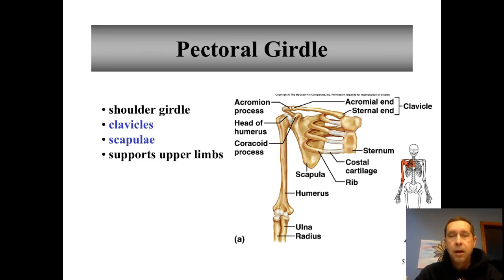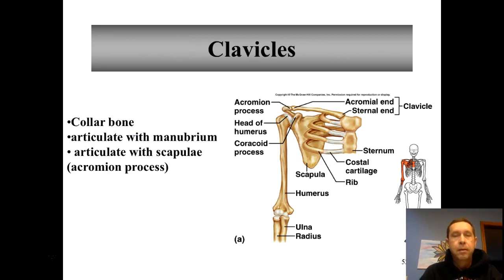We have the clavicles or collarbones and the scapula. They support the upper limbs and connect them to the axial skeleton. So the collarbones articulate in two places. One place they articulate is with the manubrium at the sternal end, and they articulate with the scapula, the acromial process of the scapula at the acromial end, and that's where your arms are connected with the pectoral girdle. So really the only place that your upper limb is connected with the rest of your skeleton is at the sternum, at the manubrium of the sternum.